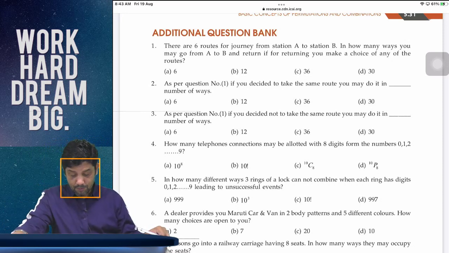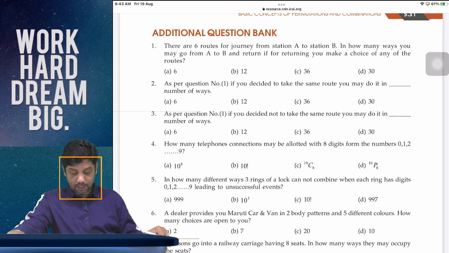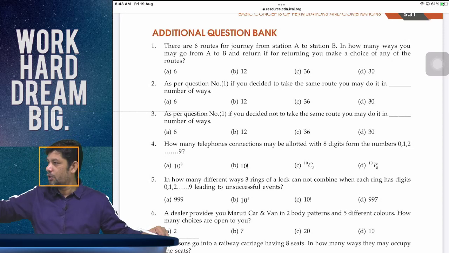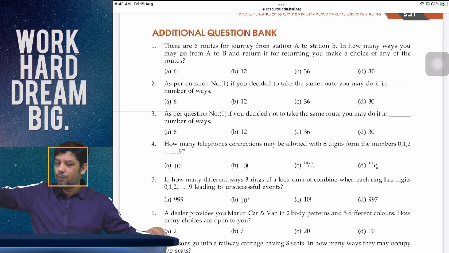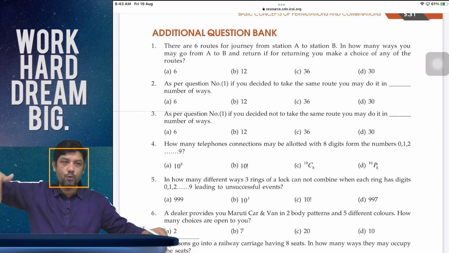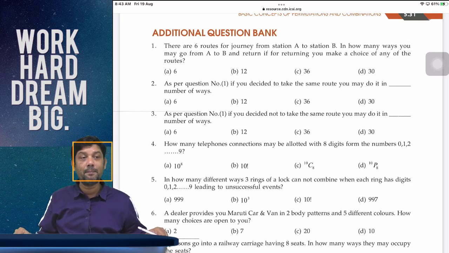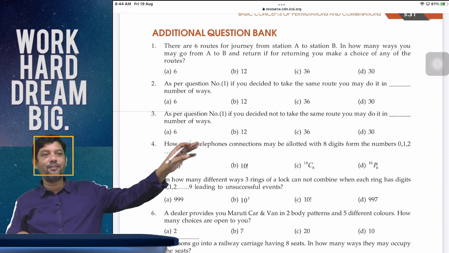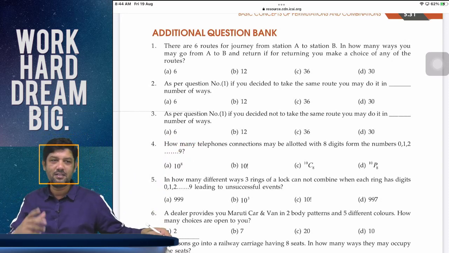Now listen here. As per question number 1, if you decide to take the same route, in how many ways may you do it? 6 ways only. Why? Whatever route you take for going, the same route only you have to take for coming back. For going, we have 6 routes. For coming back, 1, that same route only. For example, if I already took route 5, for coming back also 5 only. So there is only one route available. So 6 into 1, 6. Have you all got this?